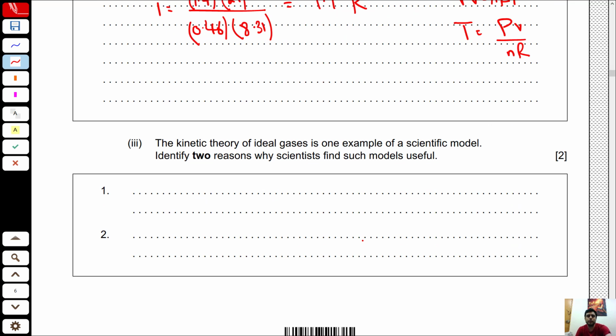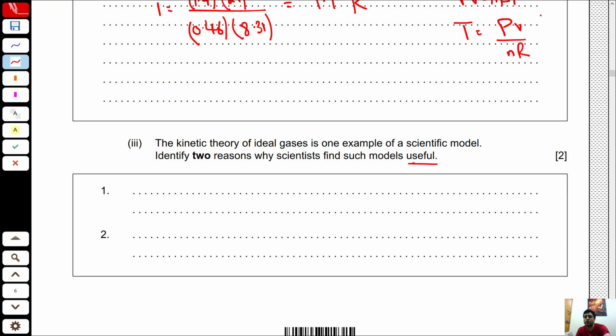The kinetic theory of an ideal gas is one example of a scientific model. Identify 2 reasons why scientists find such a model useful. Well, it's useful because it's easy to calculate, easy to model. It simplifies the physical model, because if it's a real gas, then it will be very difficult to model. So if it's an ideal gas and we use the kinetic theory of an ideal gas, we can get a simple equation of PV = nRT.